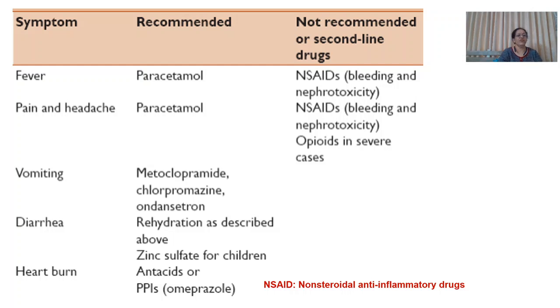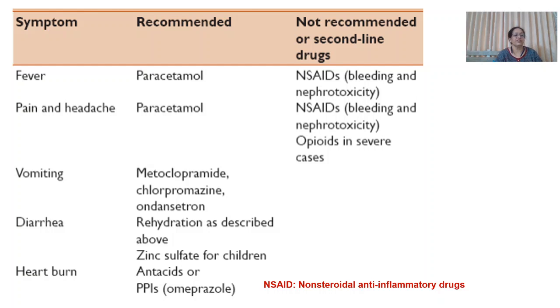The third symptom is vomiting. For control of it, metoclopramide, chlorpromazine, ondansetron are recommended. Ondansetron is a commonly used drug to prevent vomiting. As there is diarrhea, loss of electrolytes and water, rehydration is prescribed. Zinc sulfate is also given with that. This is mostly in case of children.